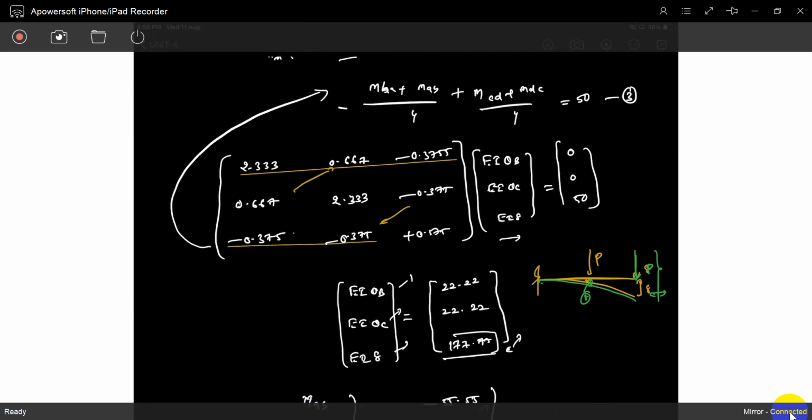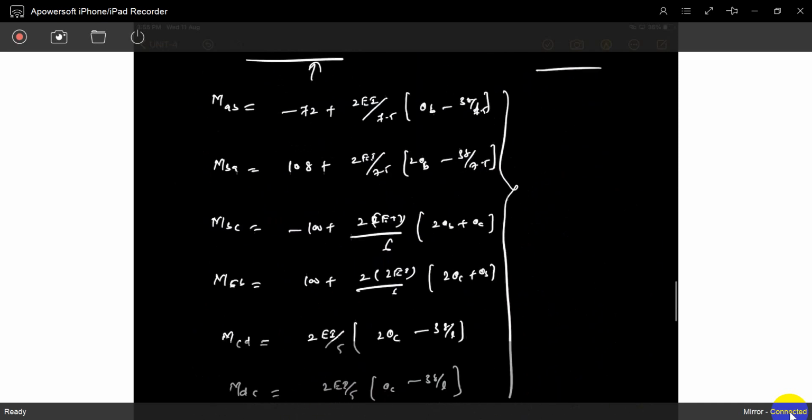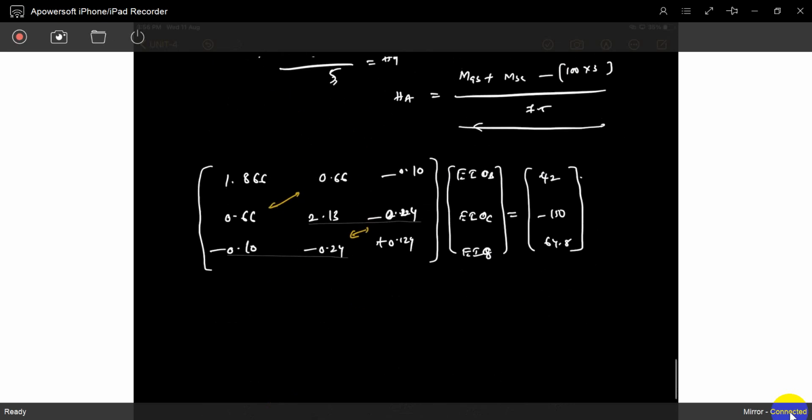Rotations also follow symmetry. So the rotation at one joint and the rotation at another joint are equal. You can know this more precisely from the flexibility matrix and stiffness matrix. So that is also one observation you have to observe.